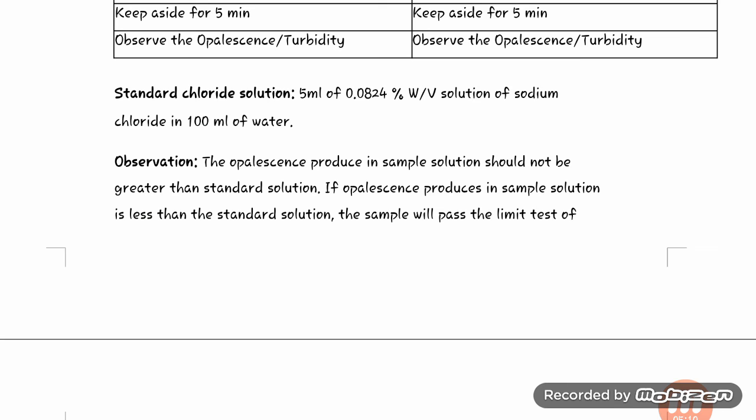0.8 to 4% weight by volume solution of sodium chloride in 100 ml of water.